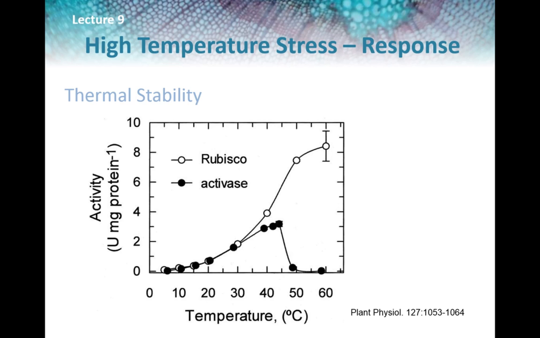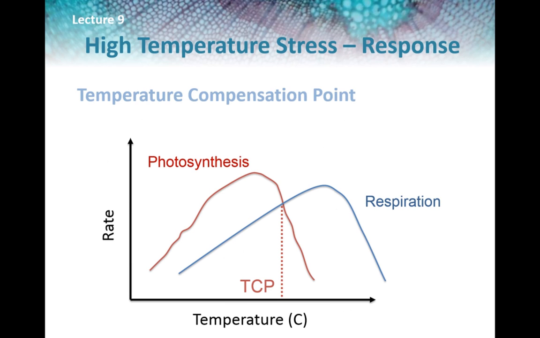The figure shows differential thermostability of Rubisco and Rubisco activase, with activase activity dropping off at about 44 degrees Celsius, and Rubisco being stable to at least 60 degrees Celsius. At least partially due to the thermosensitivity of the carbon cycle and Rubisco activase in particular, photosynthesis has a lower temperature optimum than respiration. The difference is approximately 20 degrees Celsius for potato leaves.